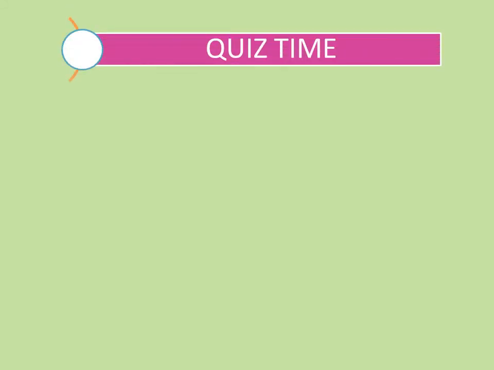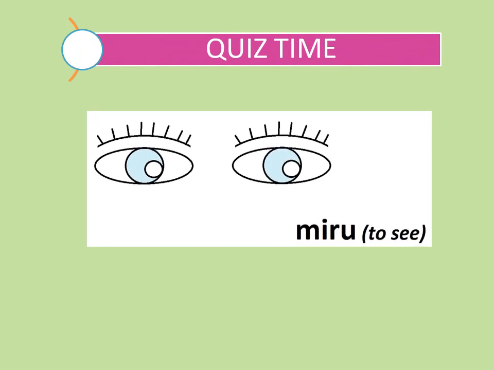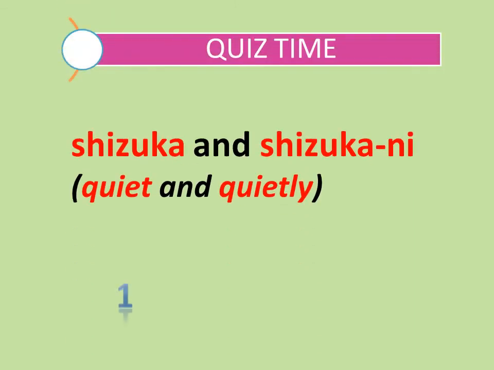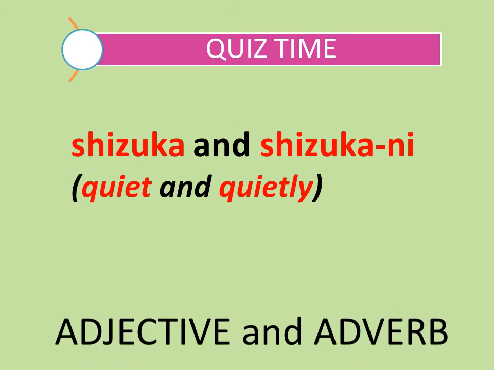Next up, we have the word miru, means to see or to watch. What part of speech does it belong to? If you have guessed it to be a verb, then you're absolutely correct. And we have the final item in our quiz time. What are shizuka and shizuka ni? If you have thought them to be adjective and adverb, then you are correct.